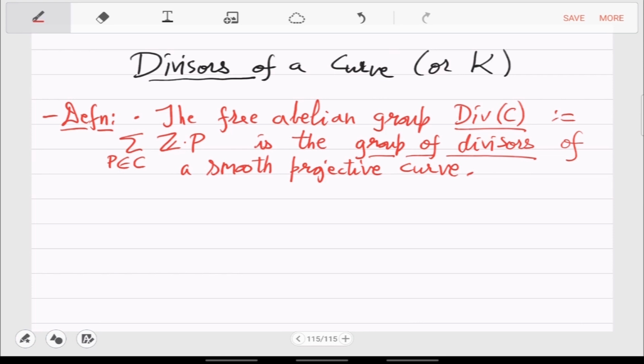So if the points are P1, P2, you can just look at 2P1 plus 3P2 or P1 minus P2 and so on. These are all just formal objects living in this free abelian group.